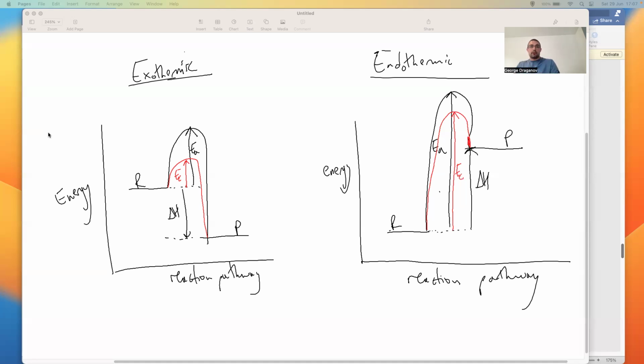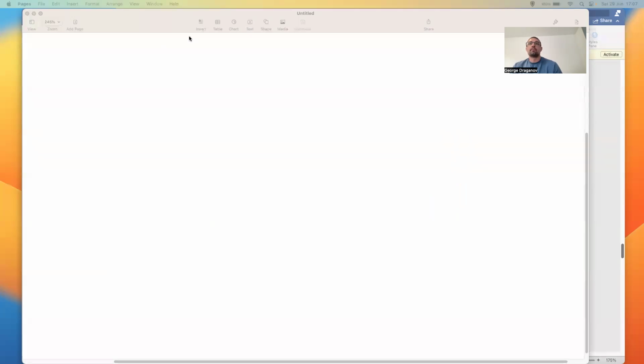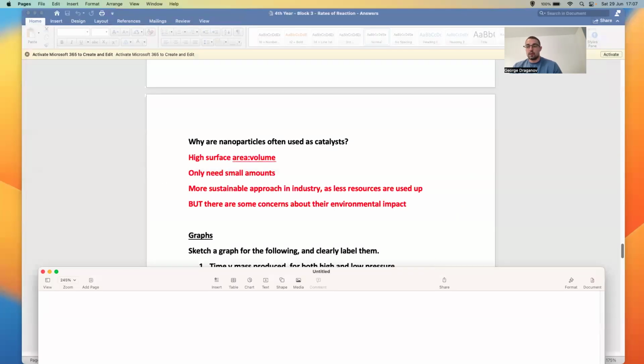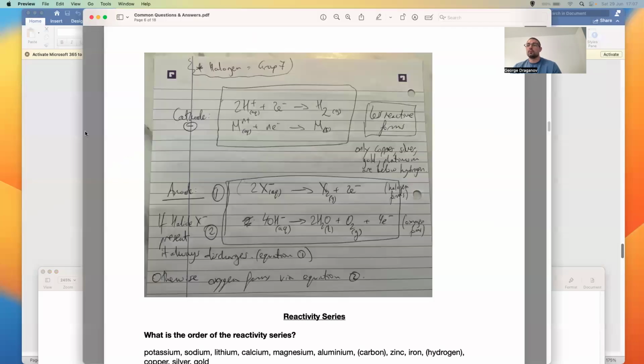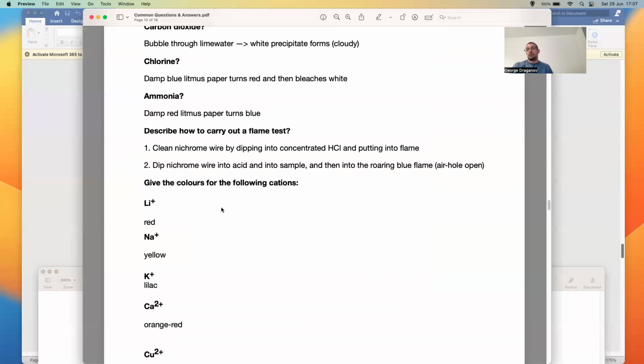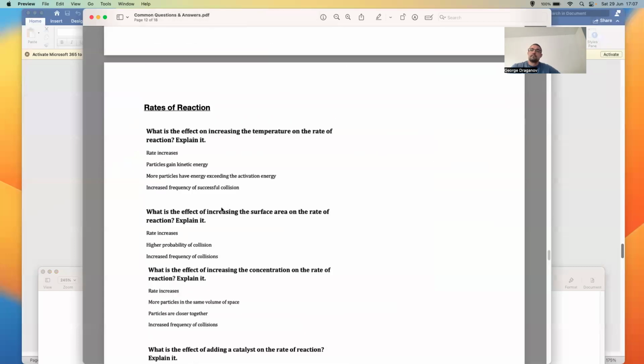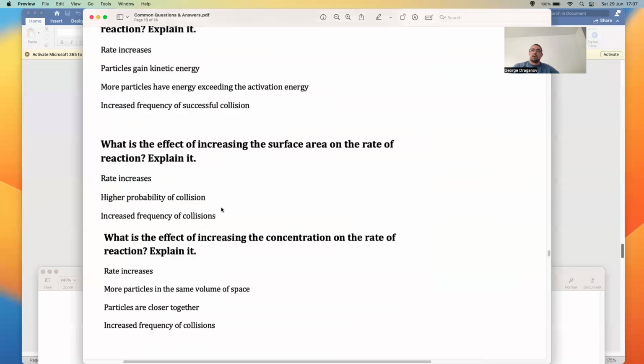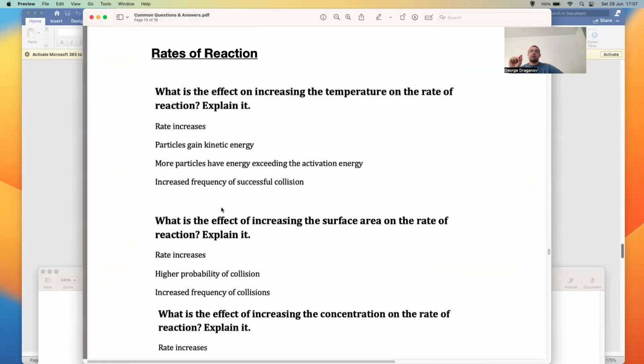And now I'm going to rub this out, it's saved, and we're going to look at the summary of what you would say in an exam for each of the 5 factors. So I go to my common questions and answers notes, and we go to rates. It's a bit small, so I'm just going to enlarge each one. So these are the key points that get the mark.